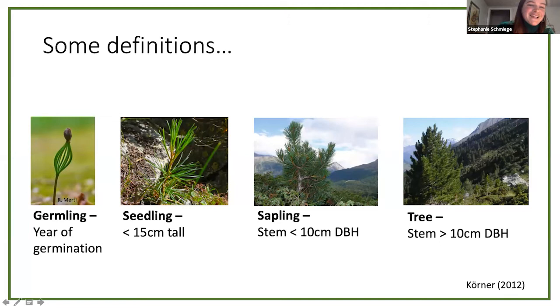Everything that is less than 15 centimeters tall, but not a germling, he calls a seedling. And then saplings are stems that have a diameter that is less than 10 centimeters. And then finally, our trees have a diameter that is greater than 10 centimeters. And so this definition of tree is what we're using when we talk about tree line.